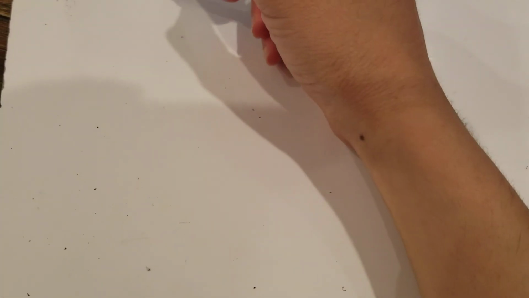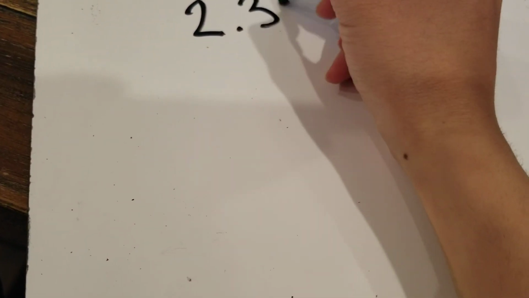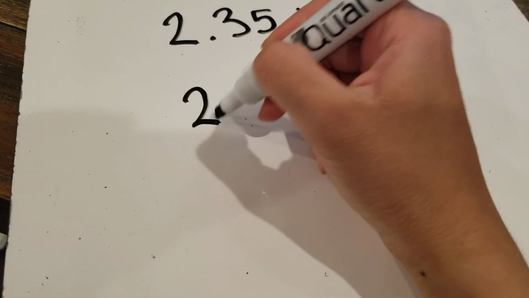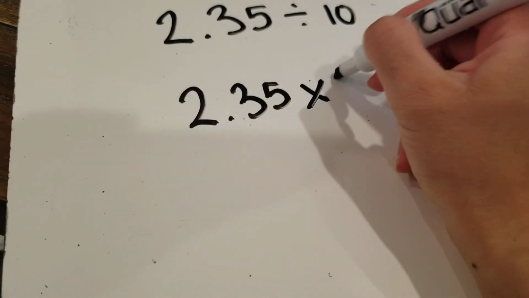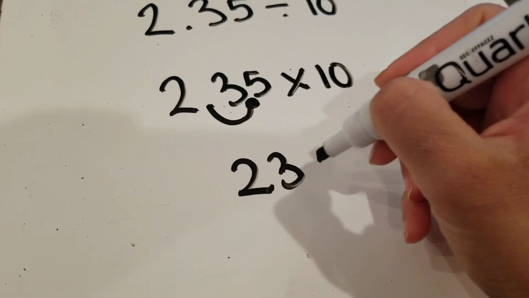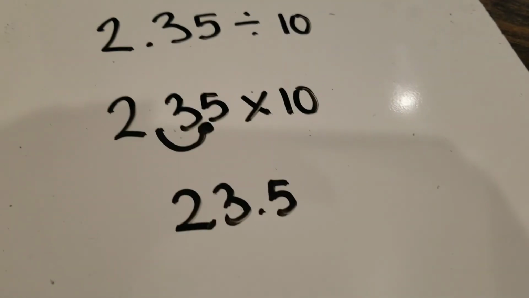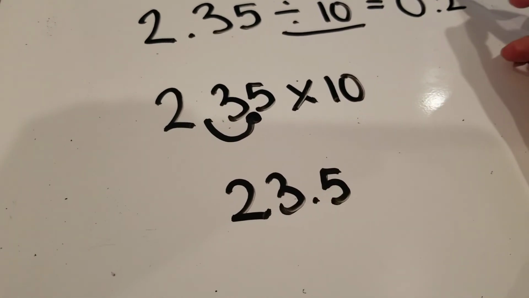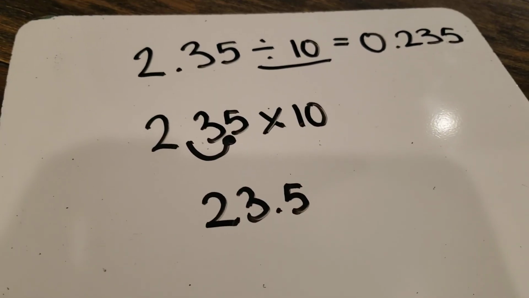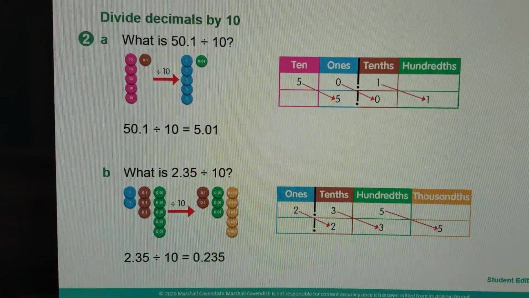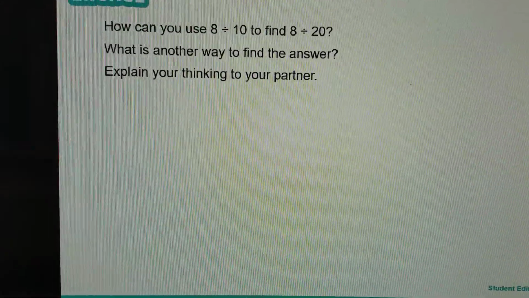If I have 2.35 divided by 10, let's think back. 2.35 times 10 would mean that this would become bigger. It would become 23.5. But we're now dividing by 10. We're making it smaller. So it becomes 0.235 is our new answer. Okay? Very important. Simple, but very important. There's our answer, which I just explained to you.